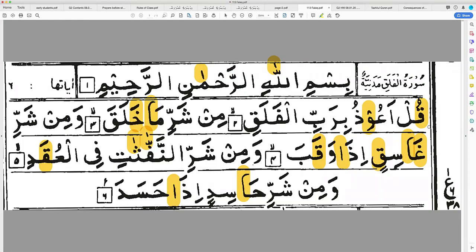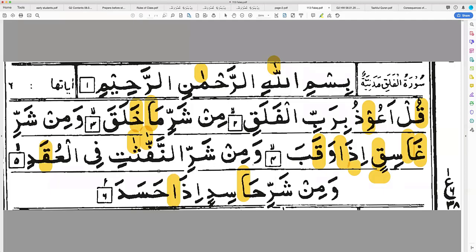Bismillahirrahmanirrahim. Qul a'udhu bi rabbil falaq, min sharri ma khalaq. Well done. Wa min sharri ghasiqin idha waqab. Okay, well done. Just here, you didn't make that thick, okay? And the pronunciation of this letter here, you need to work on.